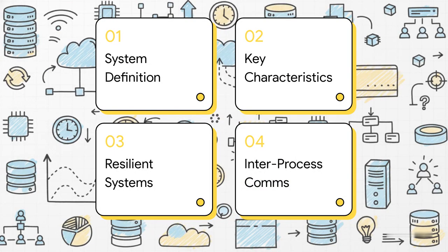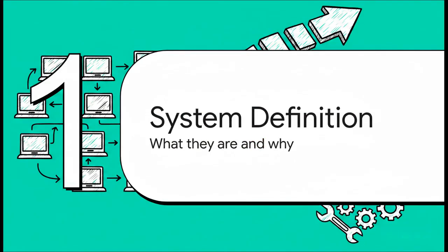Okay, so here's our roadmap. First, we'll nail down the basic definition. Then, we'll run through the 7 key characteristics, and we're going to spend some extra time on reliability versus availability because examiners love that one. After that, we'll see how you actually build these things to be resilient. And finally, we'll dig into how all the different pieces of the puzzle talk to each other. Sound good? All right, let's start at square one, the fundamentals.